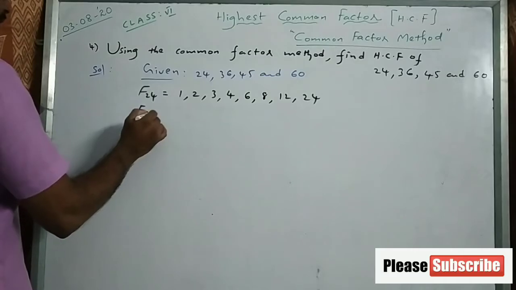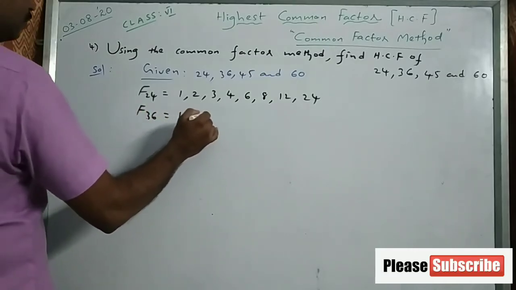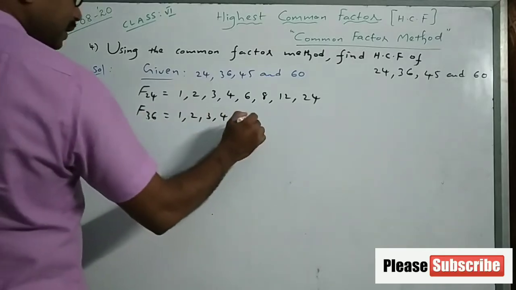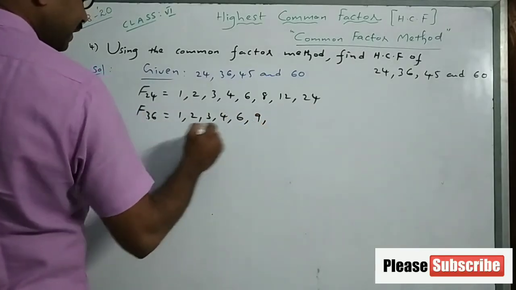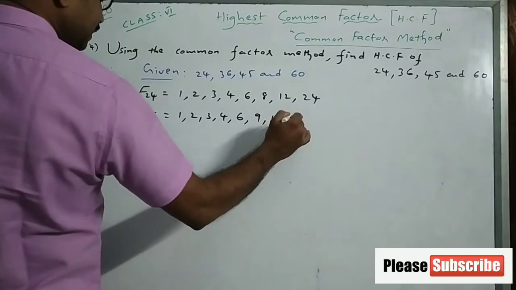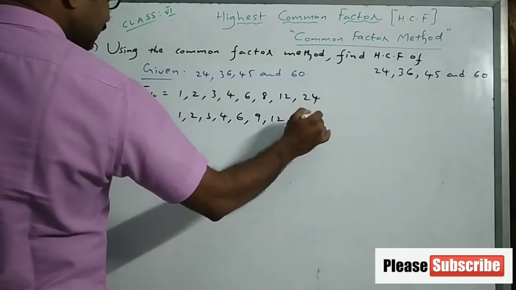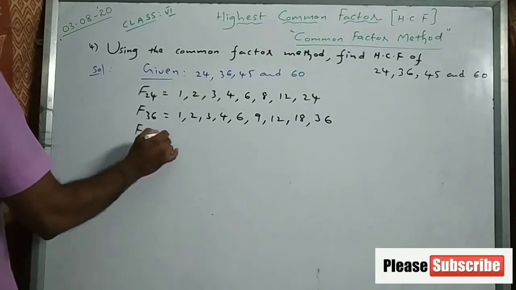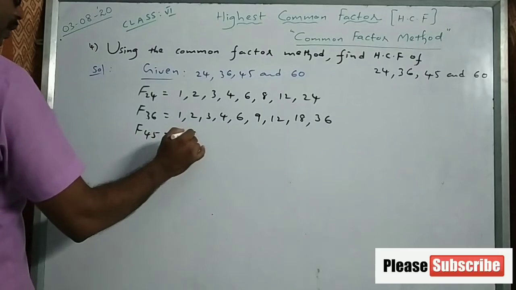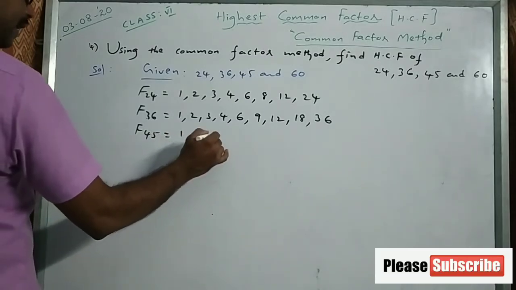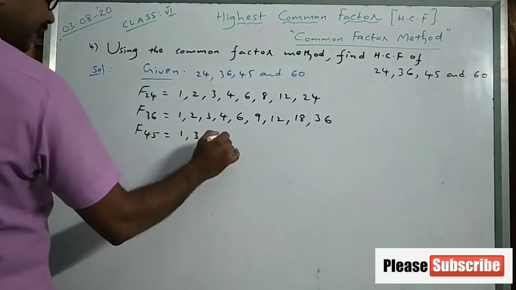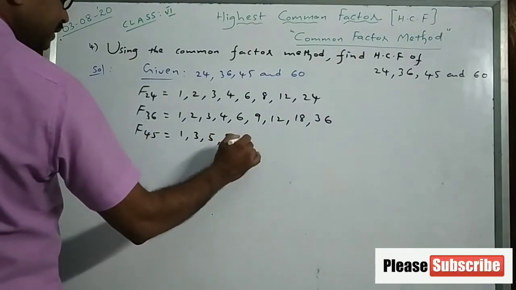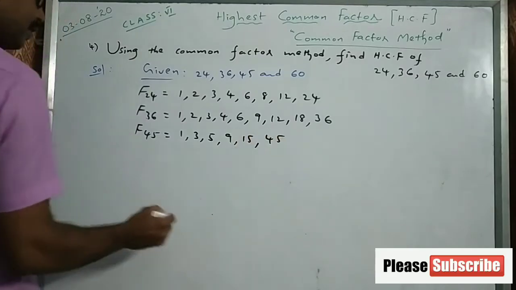Next, factors of 36. 1 will go, 2, 3, 4, 5, 6. 6 6s are 36. 9 4s are 36, right? 12 3s are 36 and 18 2s are 36 and 36 1s are 36. Next, factors of 45. 1, 2 cannot go, right? 3, 4, 5, 6, 7, 8, 9 5s are 45, 15 3s are 45 and 45 1s are 45.